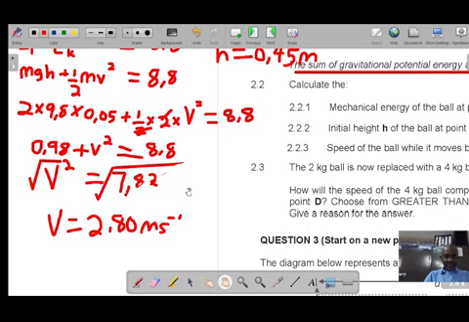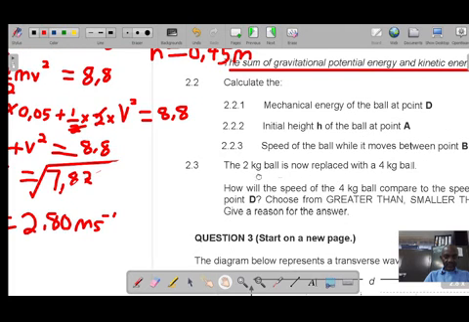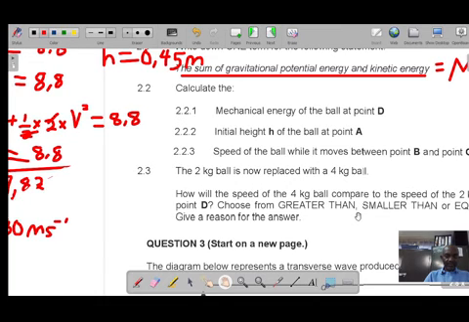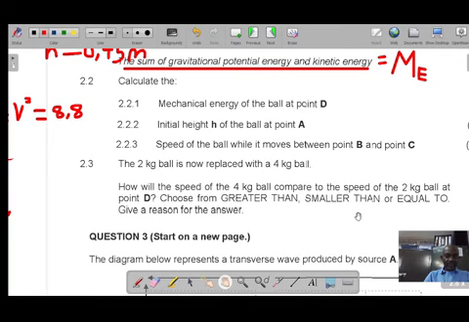Now they say here that the 2 kilogram ball is now replaced with a 4 kilogram ball. Compare the speed of the 2 kilogram ball at point D. Choose from greater than, smaller than, or equals to. Give us your answer.